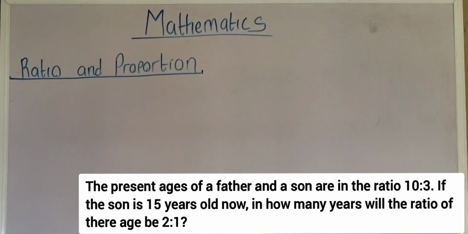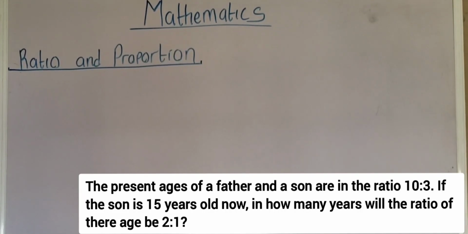The present ages of a father and a son are in the ratio 10:3. If the son is 15 years old now, in how many years will the ratio of their age be 2:1?